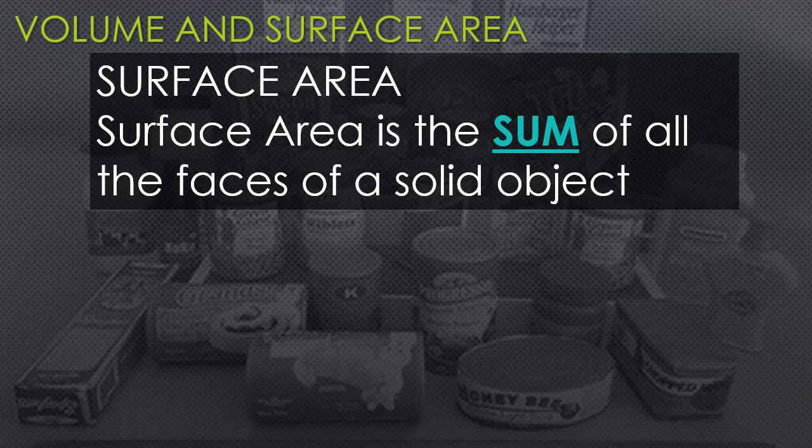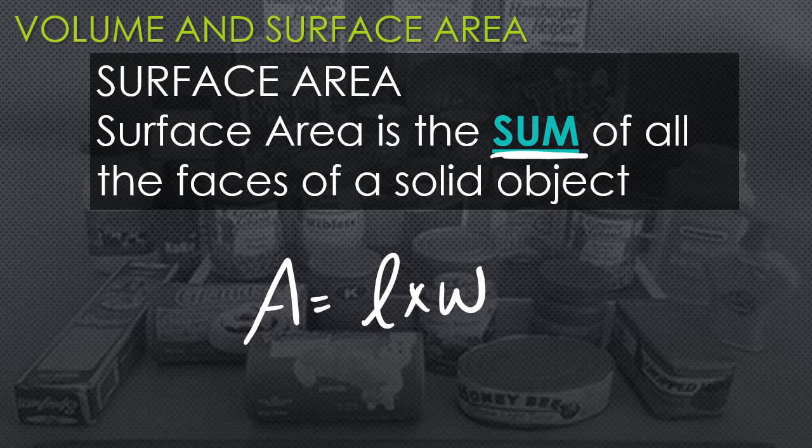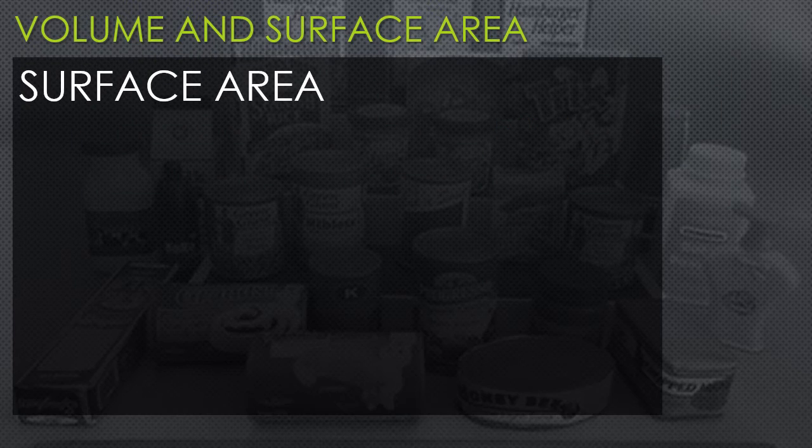So in order to find surface area, and we're talking specifically about a rectangular prism, so a box or a cube, this is going to be the sum of all the faces of the solid object. And so what we do is we find the area of one face. We do that for all of the sides of our box. So area would be length times width. We find that for all 6 sides, and then we add them together.